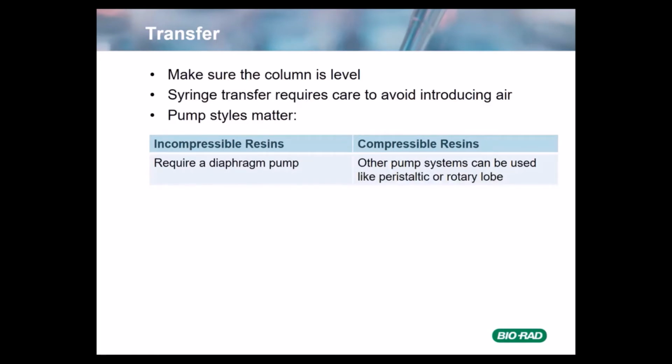Pump styles matter if you're using pumps to transfer the slurry. Incompressible resins require a diaphragm pump. Do not use peristaltic or rotary lobe pumps due to damage to the resin and/or the pumps. Compressible resins certainly can use these pump styles, however.